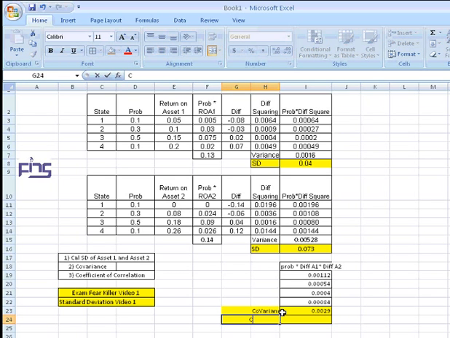Right? Then the coefficient of correlation would be equal to covariance divided by standard deviation of the first into standard deviation of the second. So you get around 0.98, which means they are almost perfectly positively correlated. Based on this, you can answer the question that has been asked.